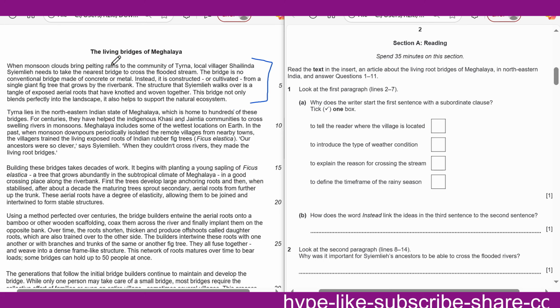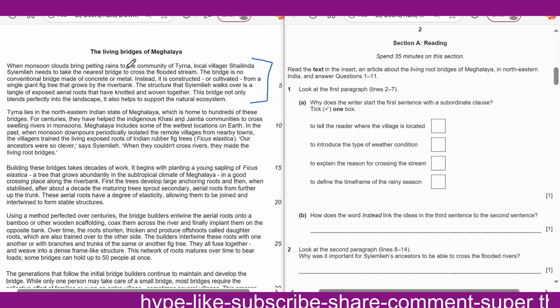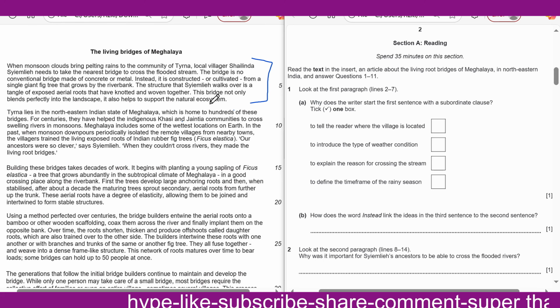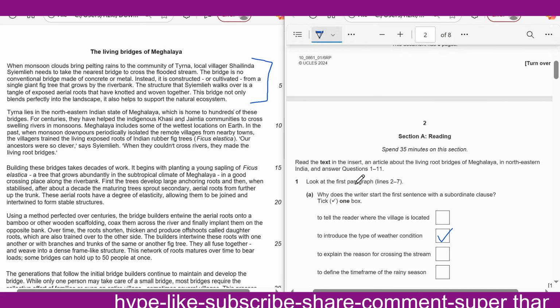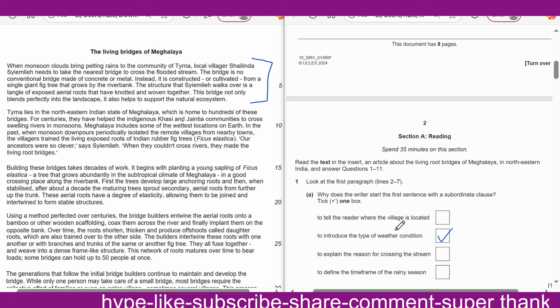Okay, so skim this one and get the answer. A few seconds will be given. Okay, time's up guys. So have you got your answer? Let's check it out. Okay, the answer is to introduce the type of weather condition.